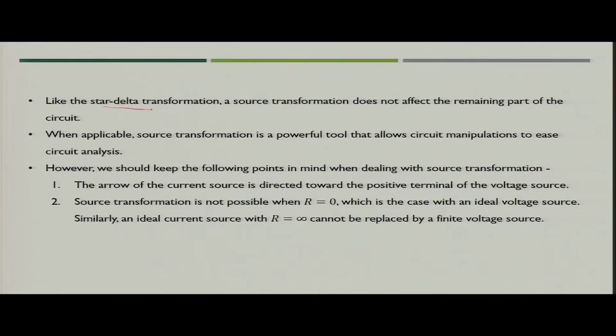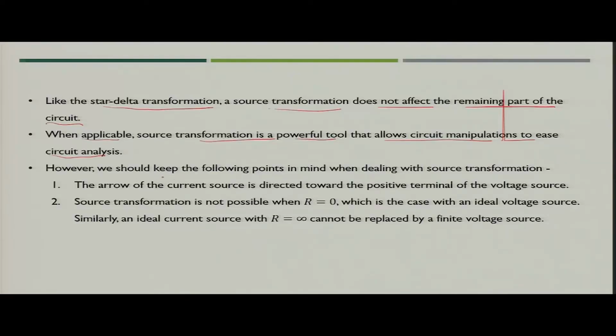Like in a star delta transformation, the source transformation does not affect the remaining part of the circuit. So, you will apply it to one particular segment of the circuit, but this will not impact the rest of the circuit. When applicable, the source transformation is a powerful tool that allows circuit manipulation to ease the circuit analysis. So, wherever you see the possibility of source transformation, you apply it and make the circuit simpler.